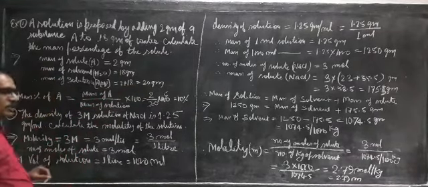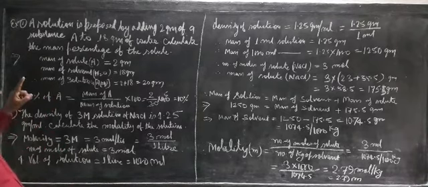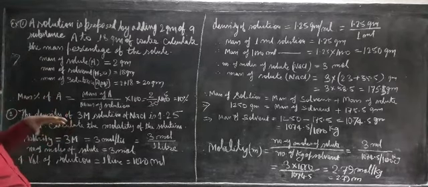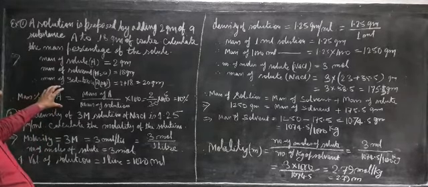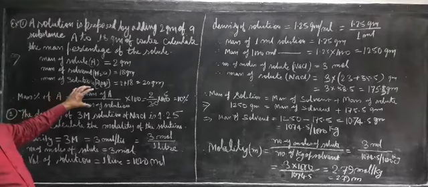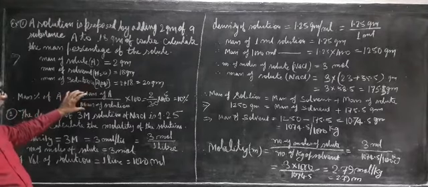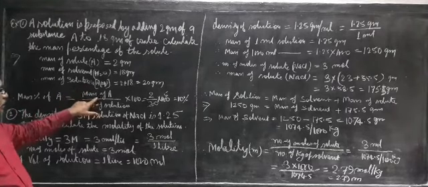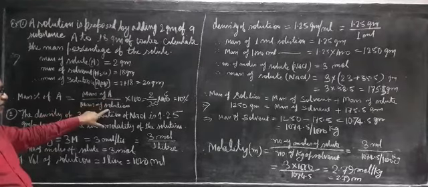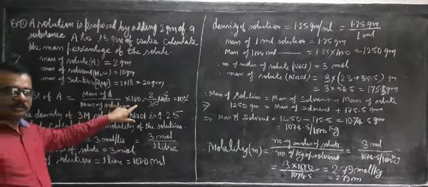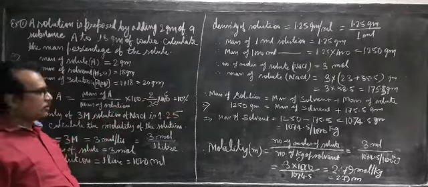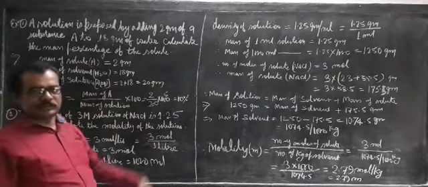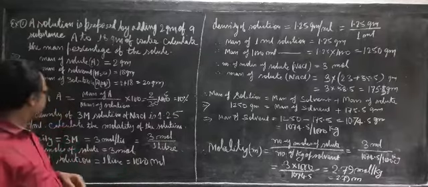So what would be the percentage concentration of this solution? What is the mass percentage of this solute? The mass percentage of solute A is nothing but the ratio of the mass of A to the mass of solution. So mass of A divided by mass of solution, into 100. Put the values, how much are you getting? 10%. So very simple. You have solved it in class 10 also, so there is no problem.